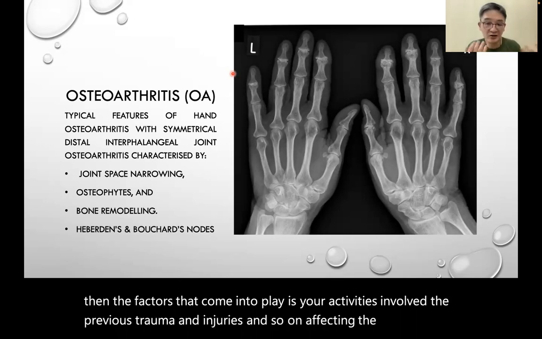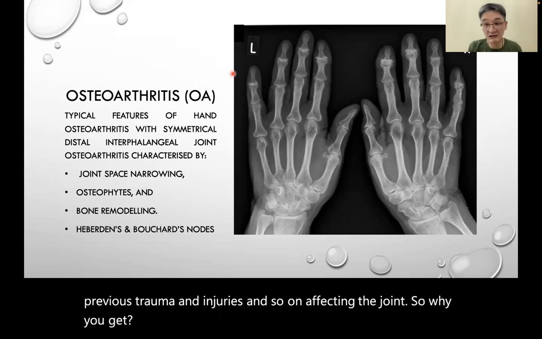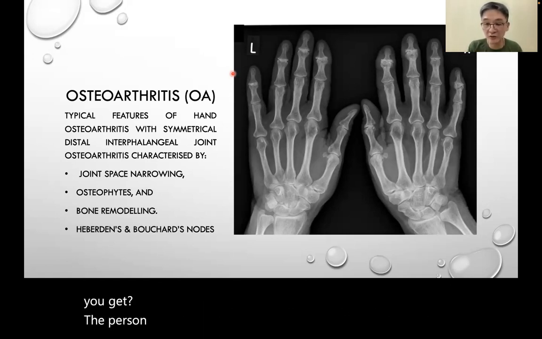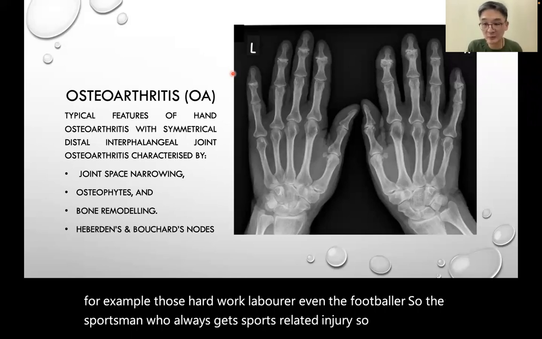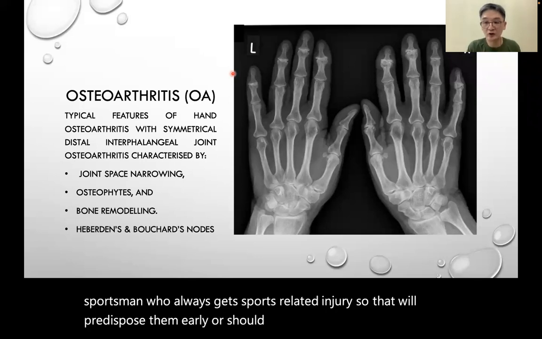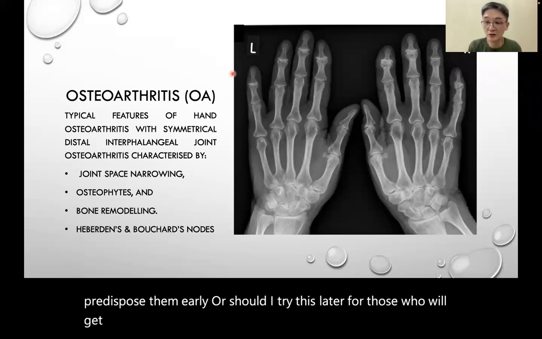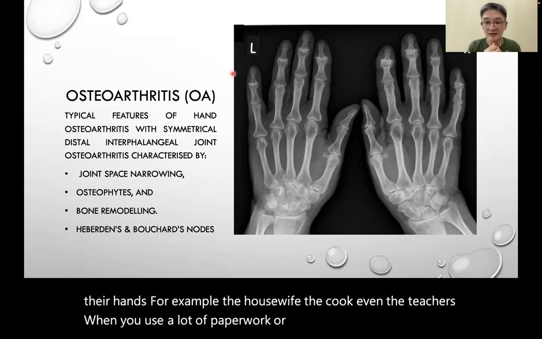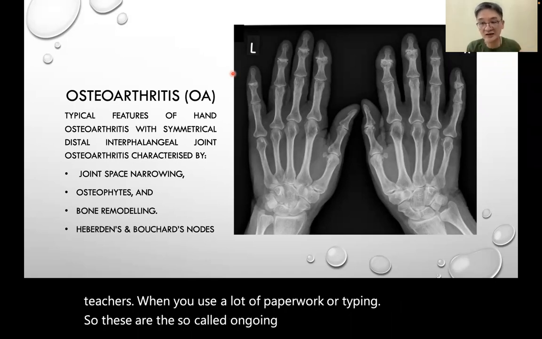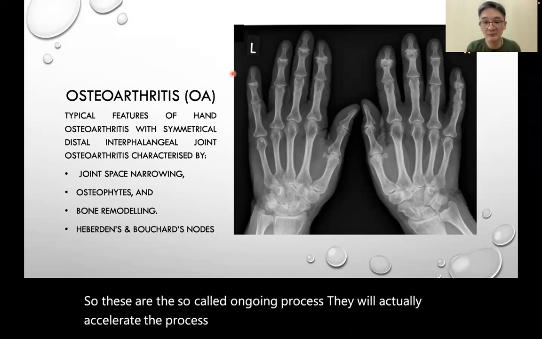So why do you get osteoarthritis of the knee if the person always uses their feet to work? For example, hard-work laborers, even footballers, the sportsmen who always get sports-related injury, that will predispose them to get early osteoarthritis later. For those who get hand osteoarthritis, those who need to do a lot of manual work with their hands, for example the housewife, the cook, even teachers who do a lot of paperwork or typing. So these are ongoing processes that will accelerate the process of degeneration. So multifactorial here.